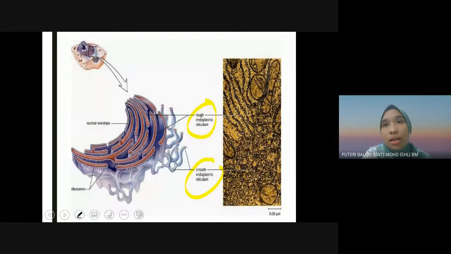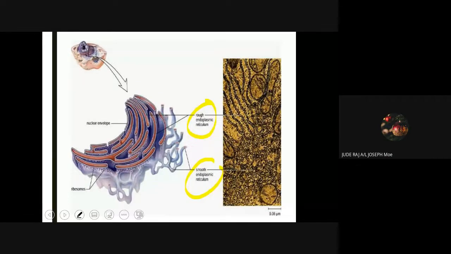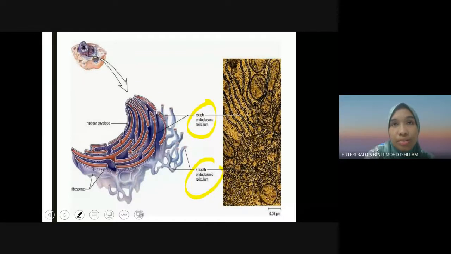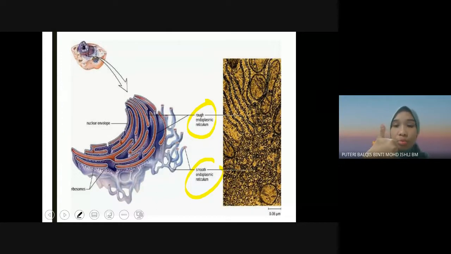Jude Rush. Yes, madam. What's the difference between rough ER and smooth ER from this diagram? Rough ER has the ribosomes on it, but smooth ER doesn't have ribosomes. Okay, very good. Ada ribosome untuk rough ER, tak ada ribosome untuk smooth ER.